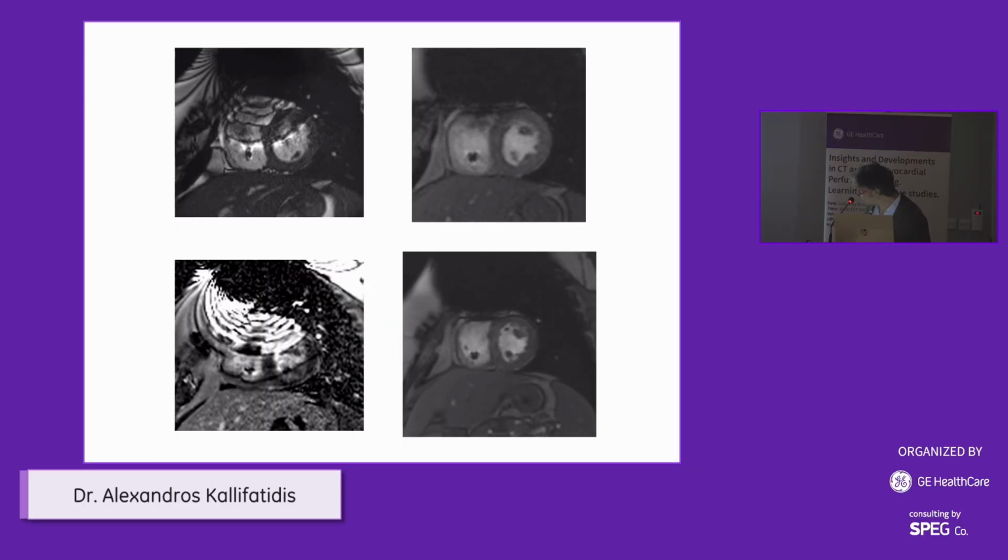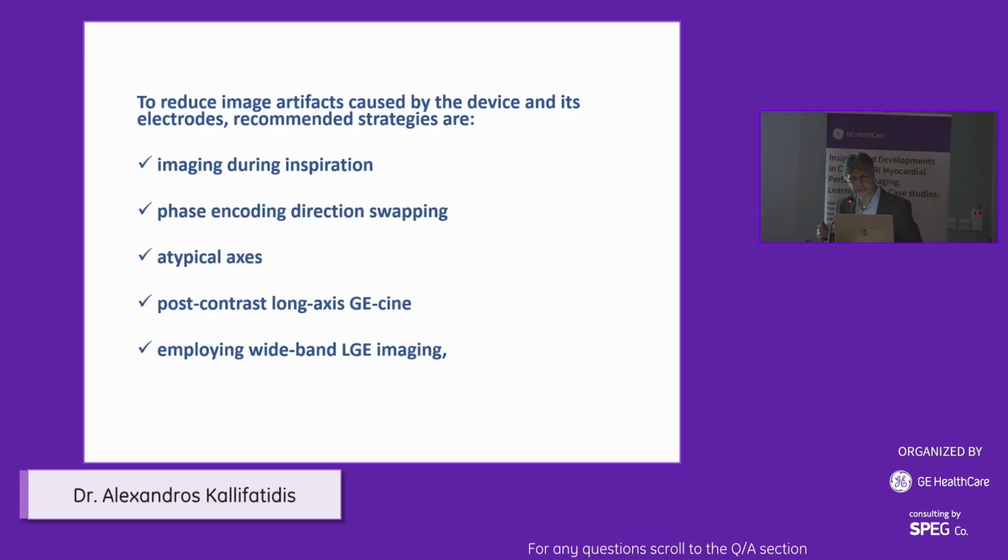Unfortunately, we didn't manage to get very nice images with late enhancement, and some tips are in order to reduce its image artifacts: to do the imaging during inspiration, to swap the phase encoding direction, to get some atypical axis of the heart in order to achieve better image quality, and employing wideband LGE imaging.